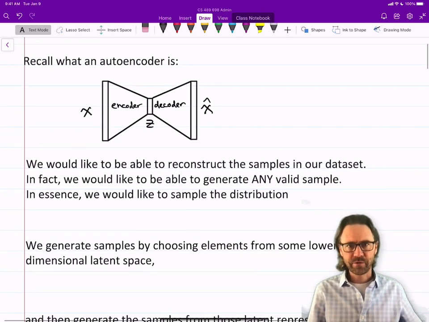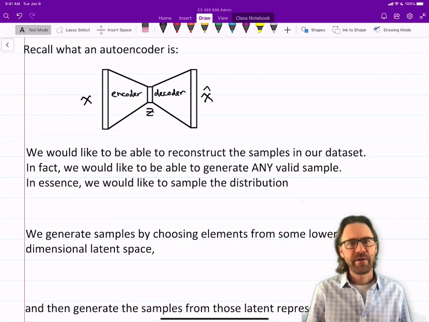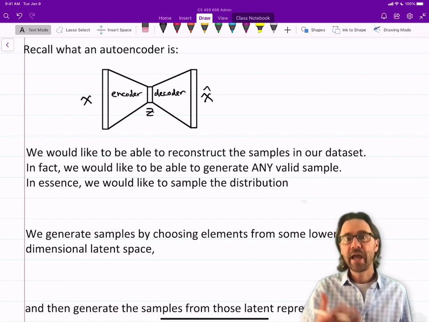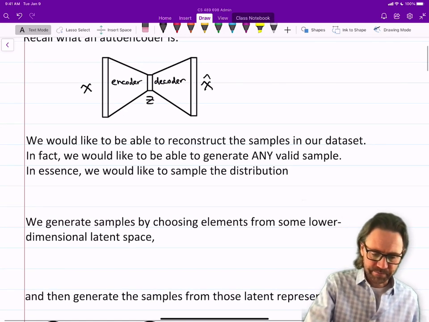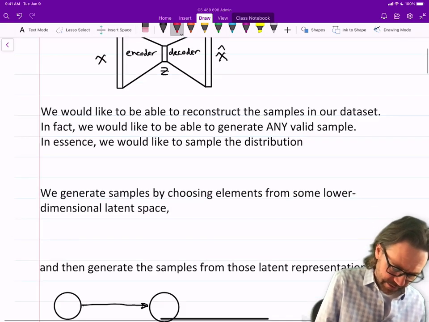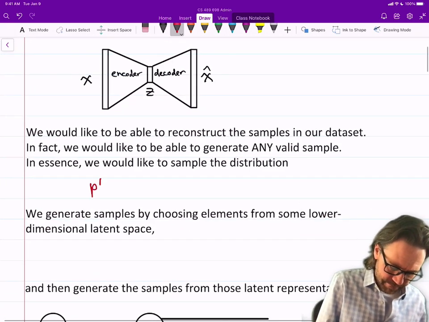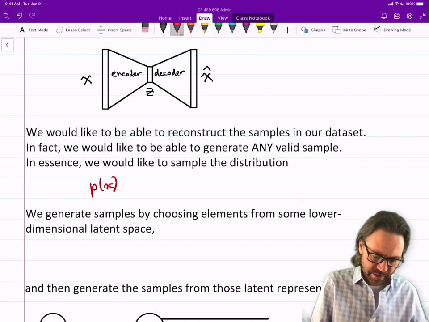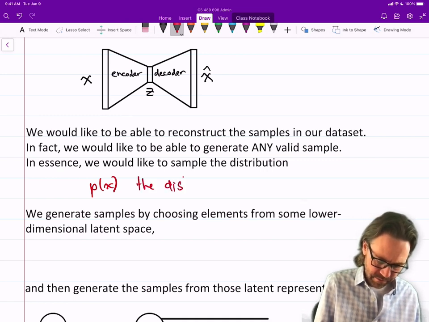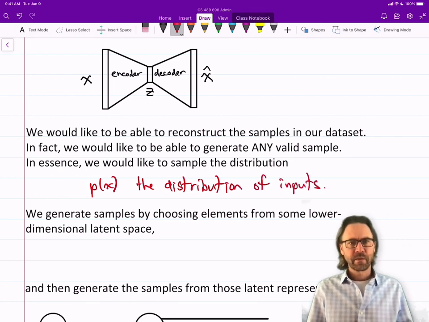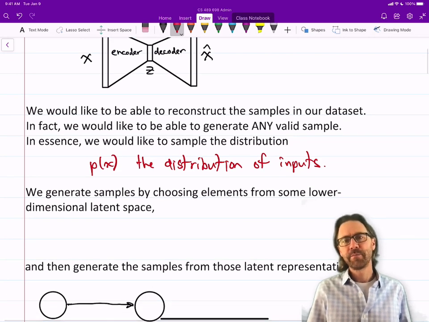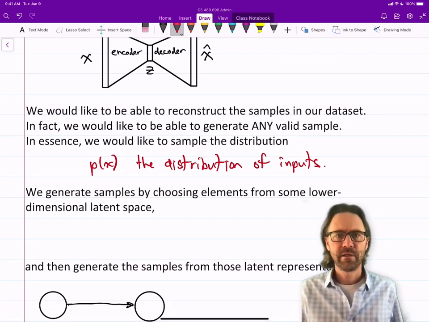So we'd like to be able to reconstruct samples in our data set, but in fact we'd also like to be able to reconstruct samples that were not even in our data set, any sample. In essence, we would like to sample the distribution P of X, the distribution of inputs. Okay, so we generate samples by choosing elements from some lower dimensional latent space.